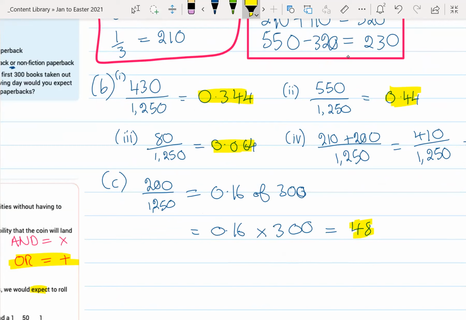Now you could have just, by the way, done this quicker by taking this fraction and multiplying it by the 300. You'd have got the same answer. That would be totally fine too.